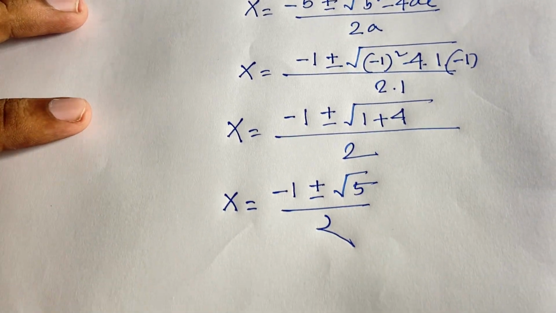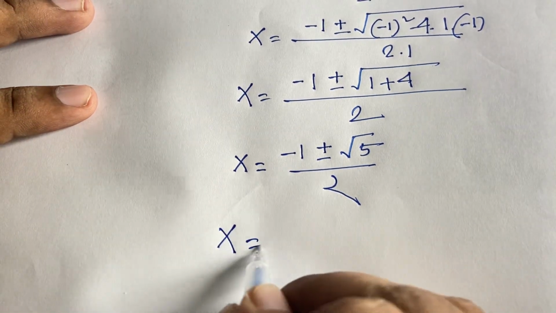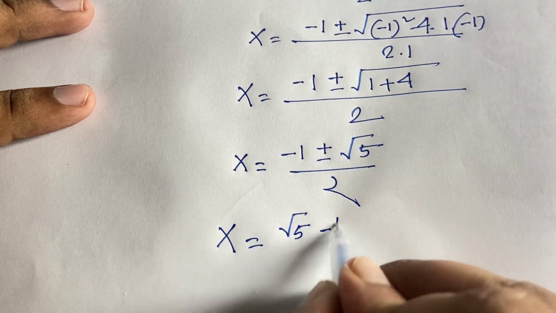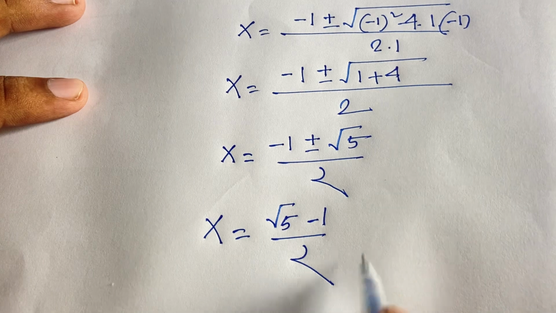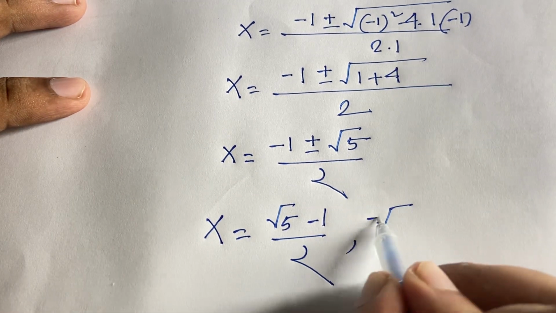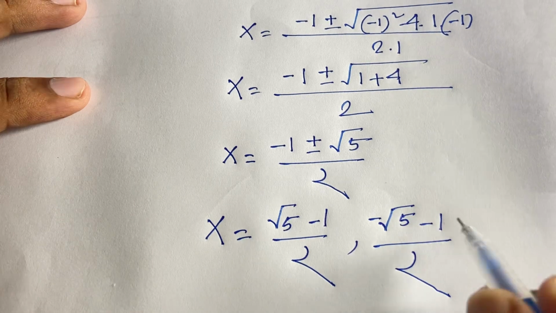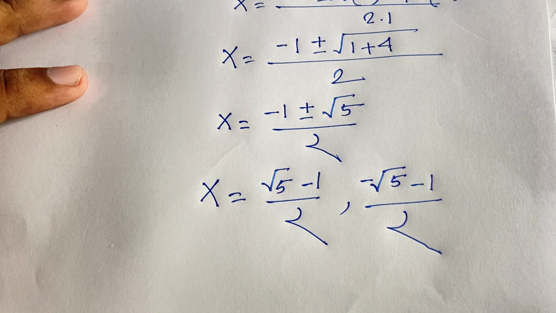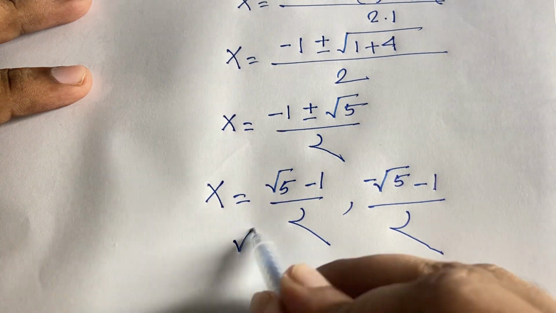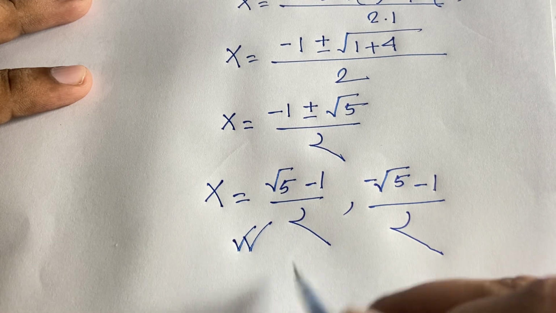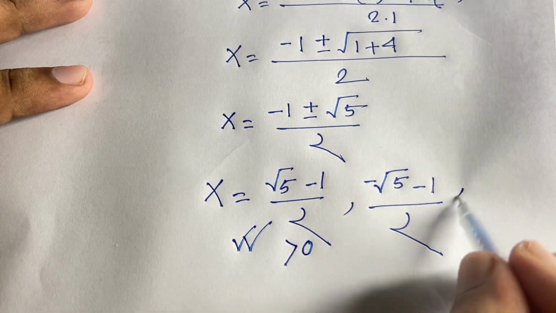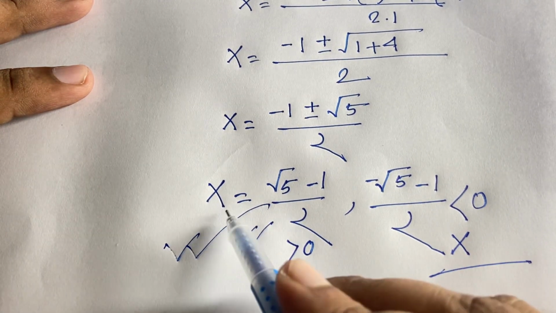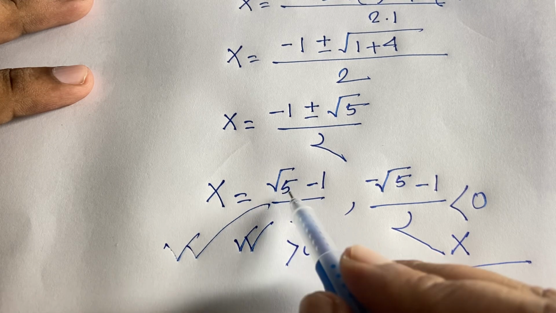So we'll find out our answer, it will be x is equal to square root 5 minus 1 over 2, and the other answer, it will be minus square root 5 minus 1 over 2. Yes, so we'll find out two answers, but our real answer is x is equal to square root 5 minus 1 over 2. Because the other one is less than 0, and this one is greater than 0, so I rejected this value. So this is our real answer, this is the value of x, it will be square root 5 minus 1 over 2.